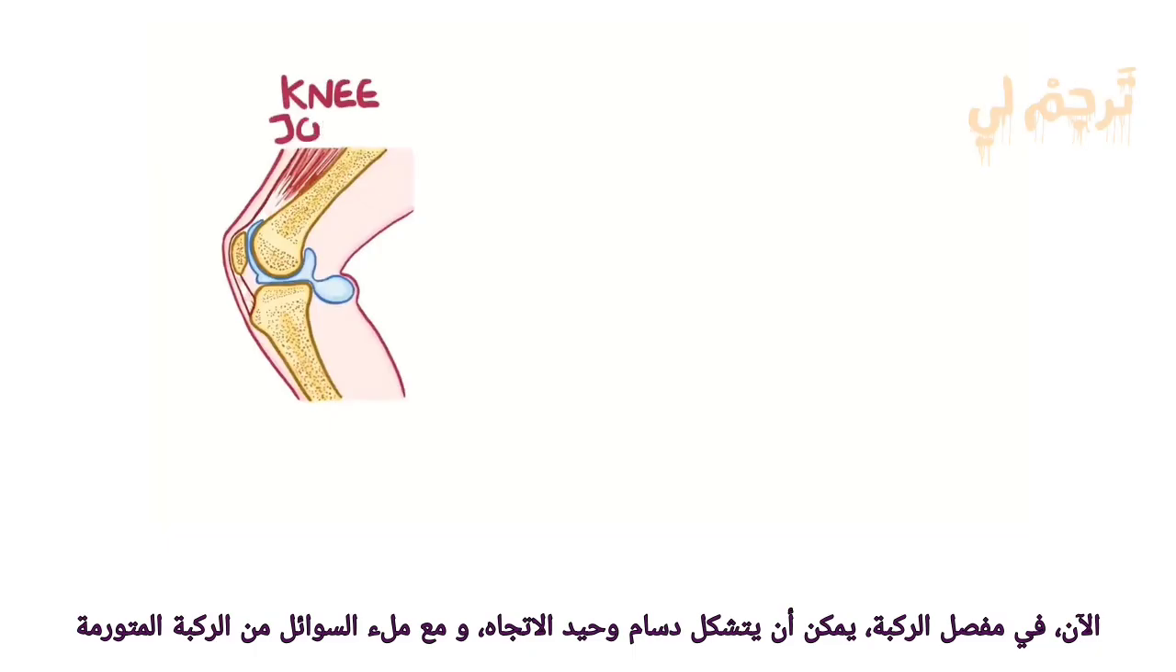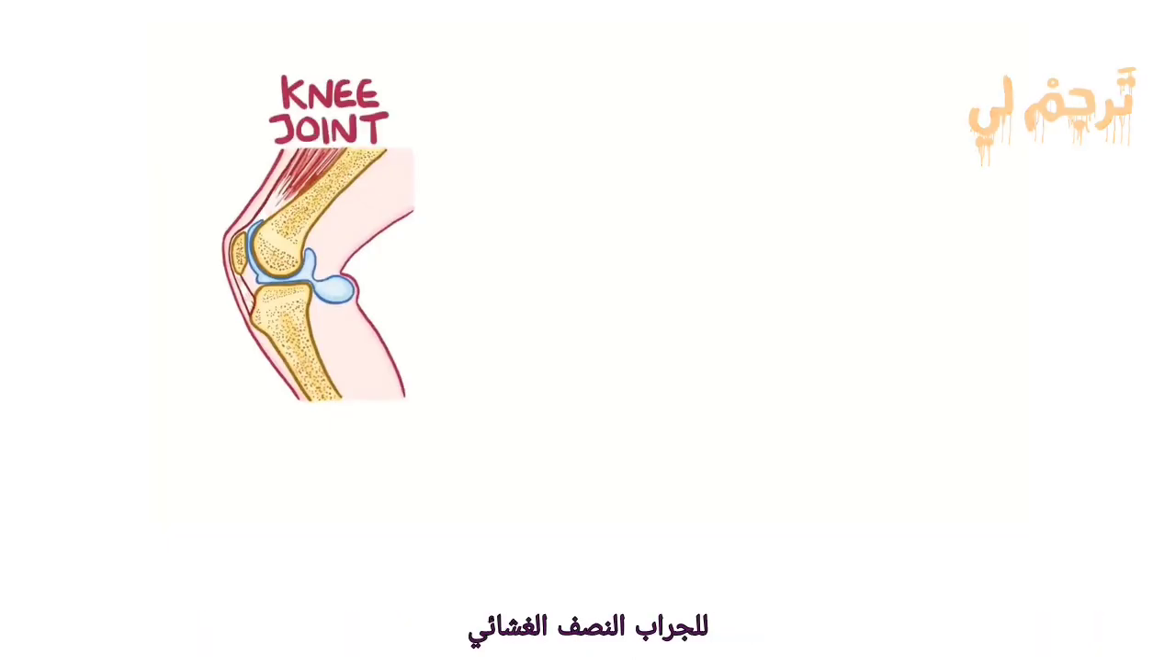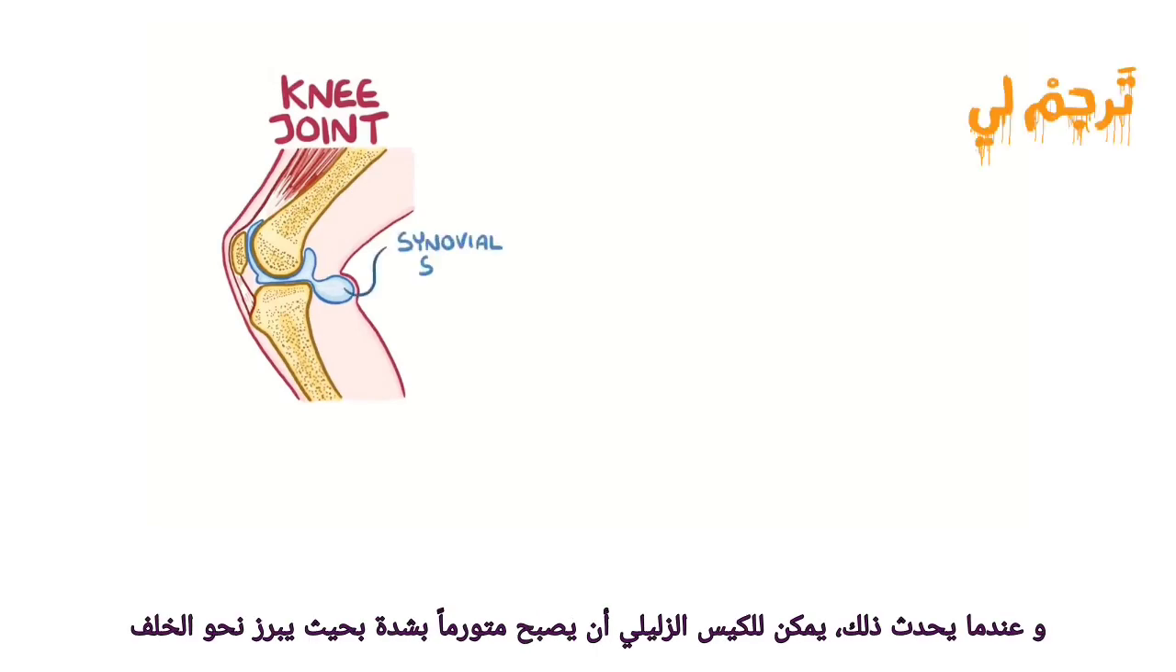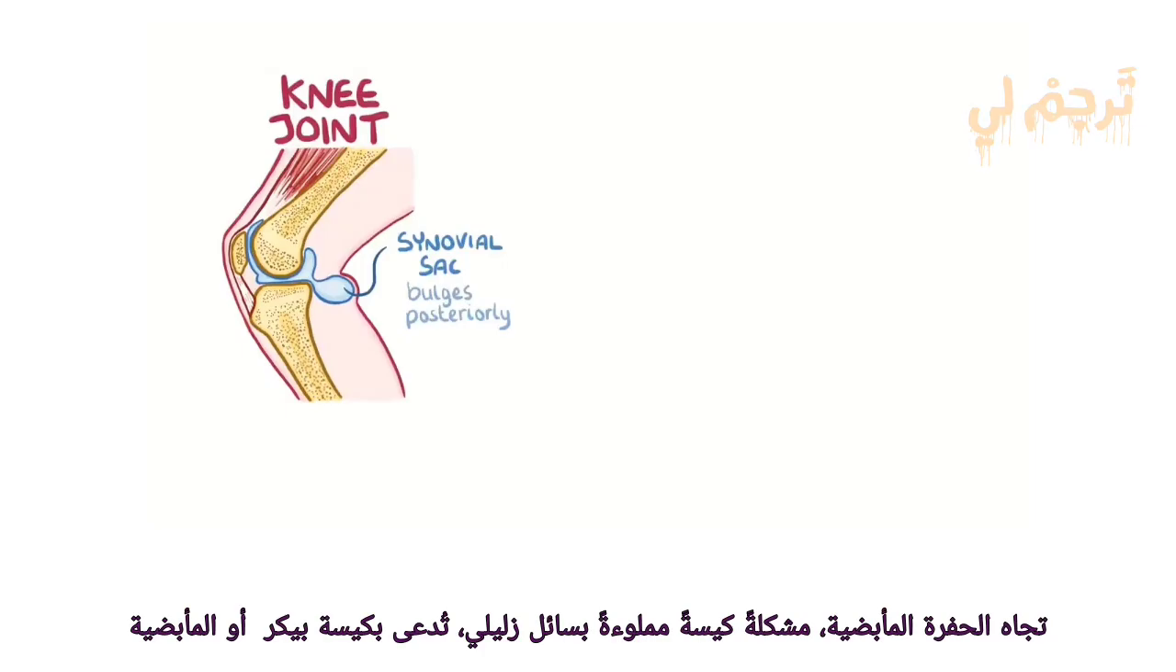Now, in the knee joint, a one-way valve can form, with fluid from the swollen knee filling the semimembranosus bursa. When that happens, the synovial sac can get so swollen that it bulges posteriorly into the popliteal fossa, creating a synovial fluid-filled cyst, called a Baker or popliteal cyst.